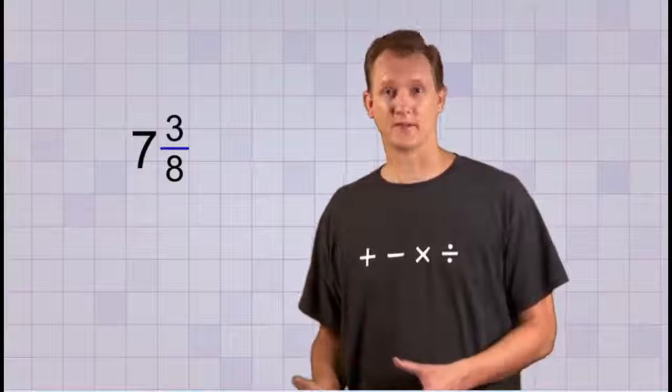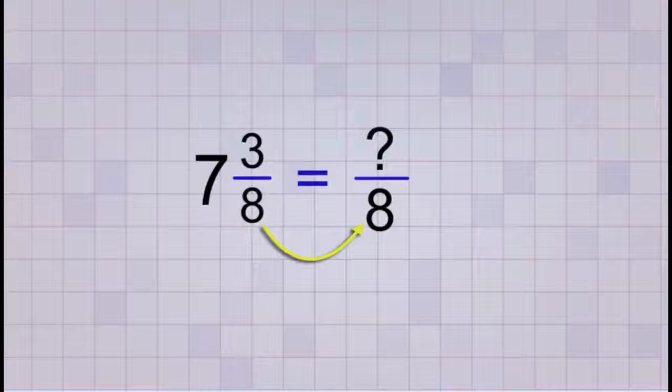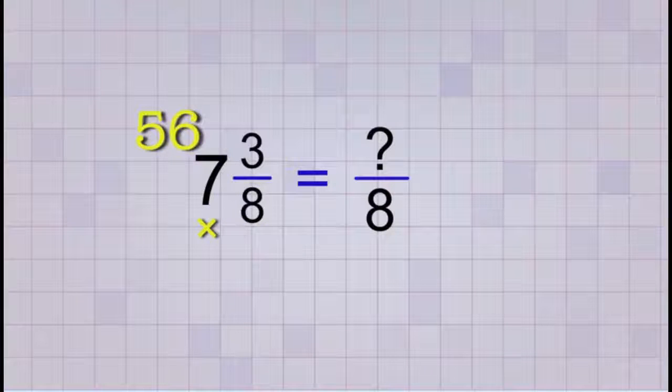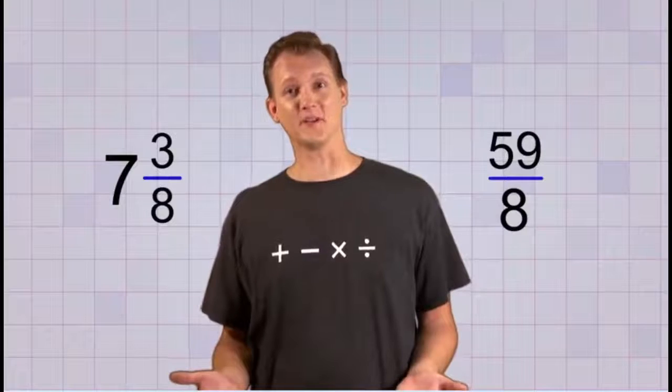Let's try one more to make sure you've got it. Here's 7 3/8. Now we know that our answer will be a fraction with 8 on the bottom. Now for the top, we take 8 and multiply it by 7, and that gives us 56. And we take that 56 and add it to 3, and that gives us 59. So 59 over 8 is the same as 7 3/8. That wasn't so hard, was it?